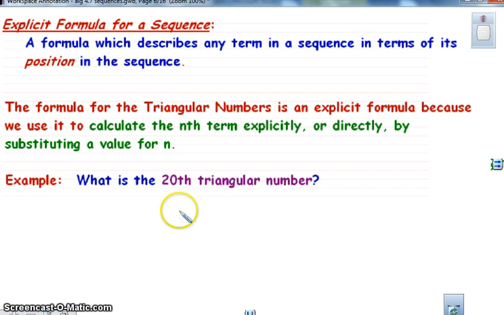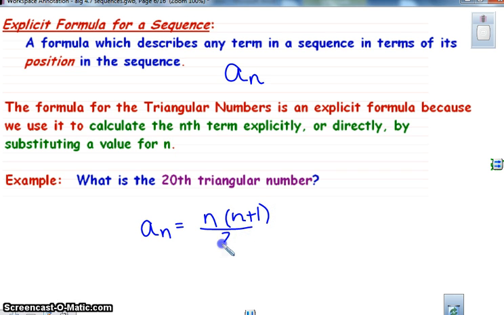We're also going to be talking about what's called an explicit formula. It's a formula that describes a sequence in terms of its position. That's usually where we write the a sub n. A formula of triangular numbers is an explicit formula, because we use it to calculate the nth term explicitly or directly by substituting in the nth value. So remember our triangular numbers, a sub n was equal to n times n plus 1, all divided by 2.